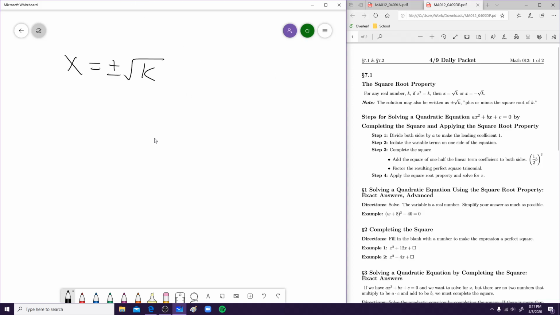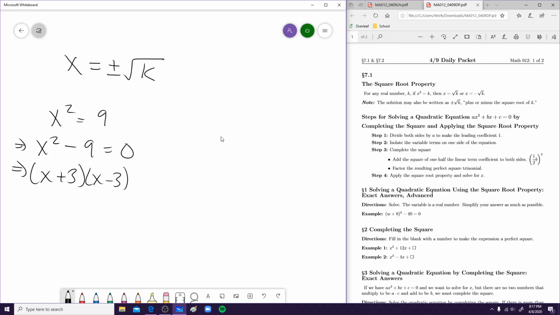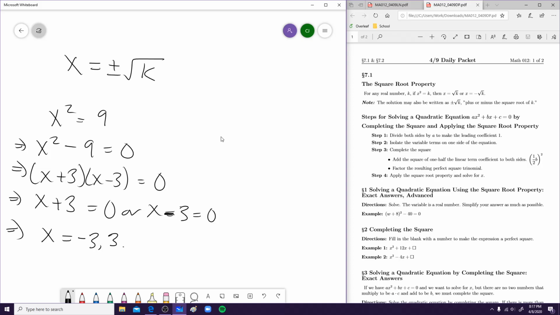Right? So before, how we used to solve, if we had x squared is equal to 9, what we would do is subtract 9 from both sides and get x squared minus 9 is equal to 0, and then we would factor. This would be x plus 3, x minus 3 equals 0, and then we would use the zero product property. So we would say x plus 3 is equal to 0, or x minus 3 is equal to 0, and then we would get x is equal to negative 3 or 3.